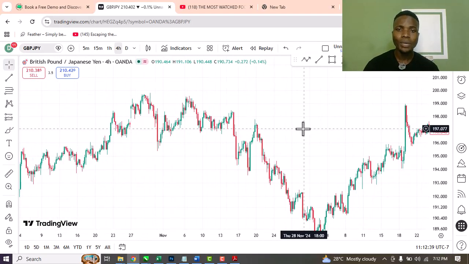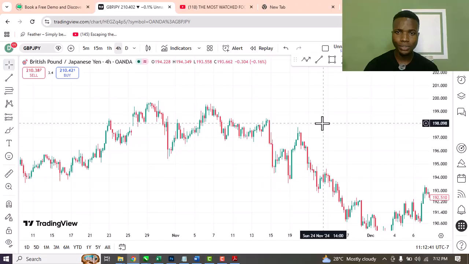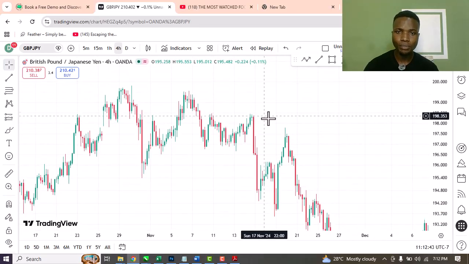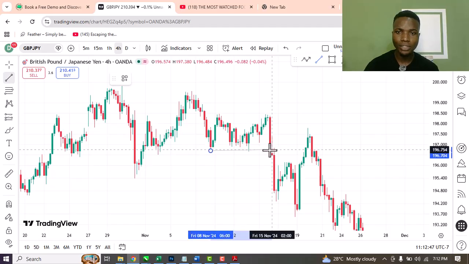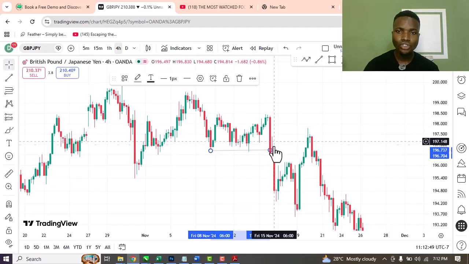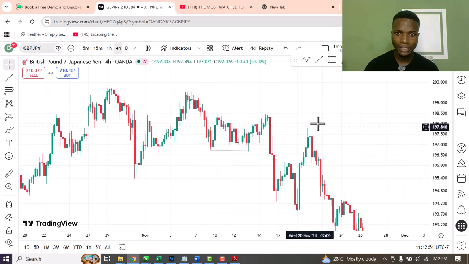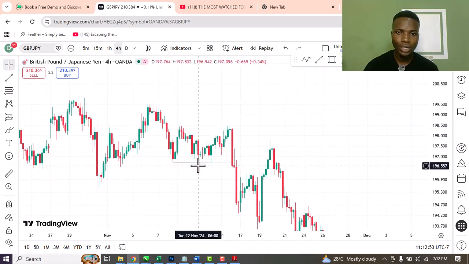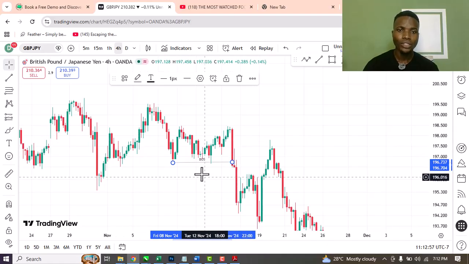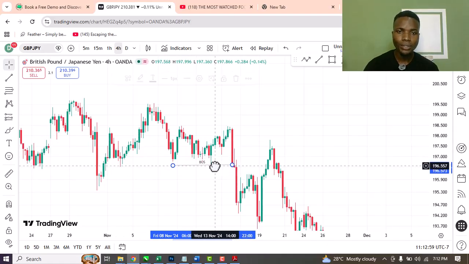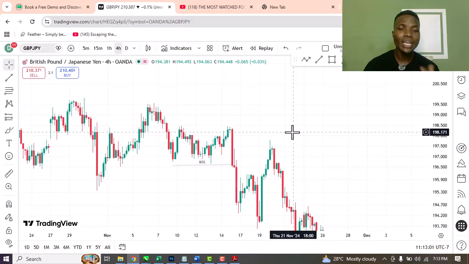All right, where do we start from? We want to start from this zone. Now we want to start from this level right there, because this is a very strong selling candle. So it means that we have a break of structure right here. When we have a break of structure right here, it means that we have a supply zone.